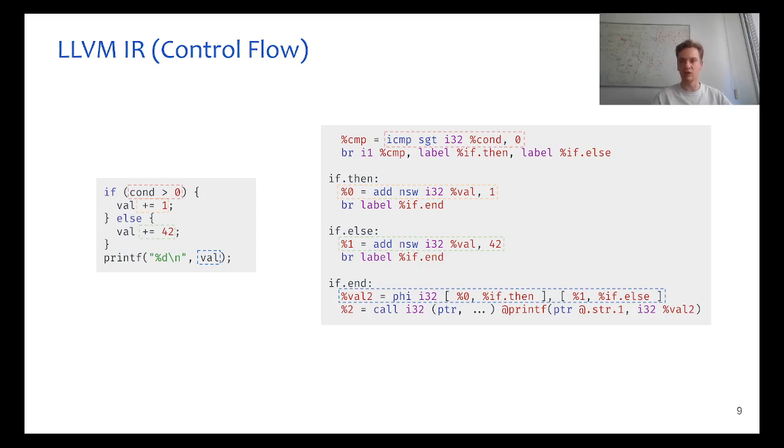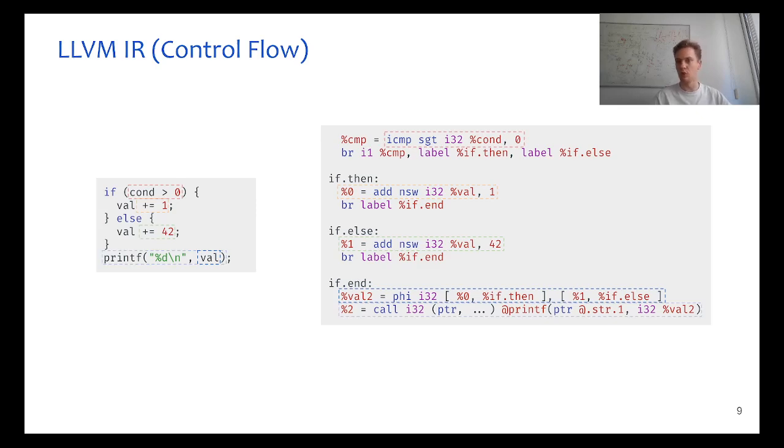This phi node is basically just there to say if we took the then branch, then now our value is the value in register 0. And if we took the else branch, we take the value from register 1.